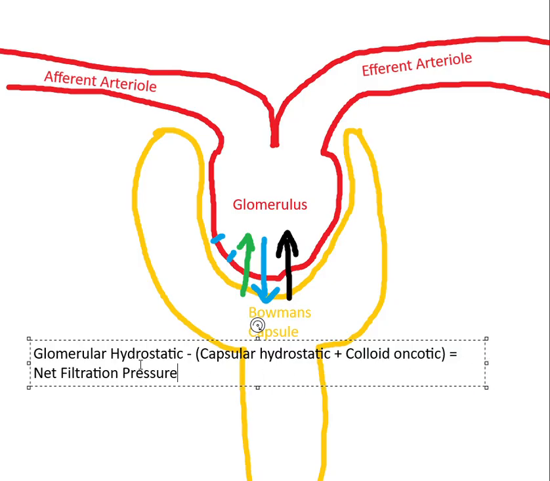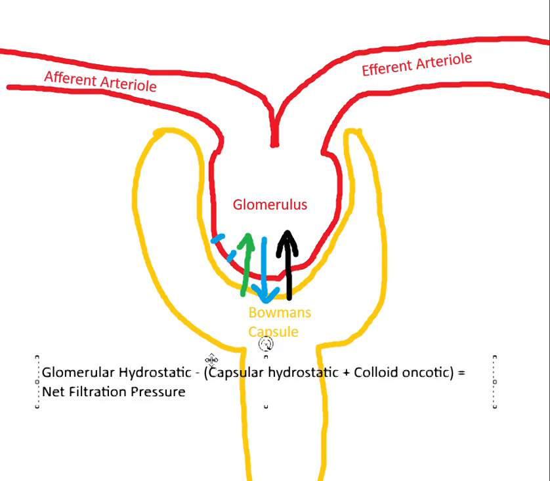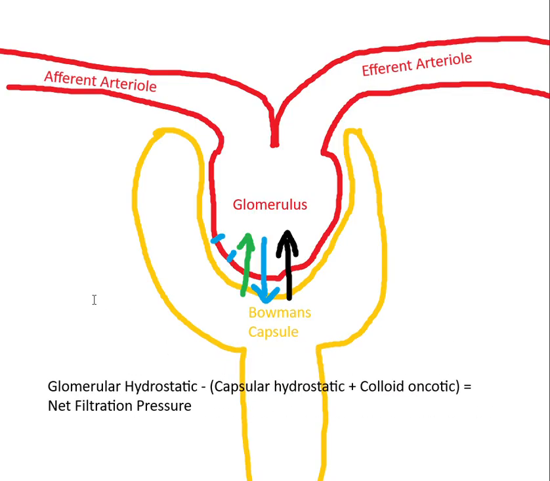So you can see essentially what we're doing is taking into account the vector or the direction of the force to get the net pressure. We have hydrostatic out, thinking of it as positive, it's supporting filtration, and then the combined opposite forces, capsular hydrostatic and colloid oncotic, in the opposite direction, and we're subtracting them from the glomerular hydrostatic to get the net filtration, which is typically going to be 10 millimeters of mercury.